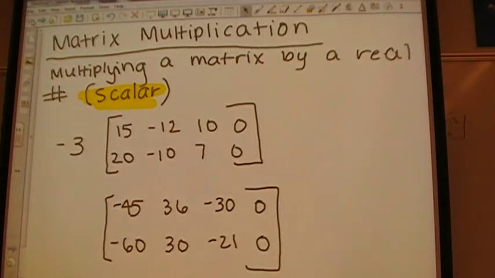So in the example below, you have -3 times a 2 by 4 matrix: 15, -12, 10, 0, 20, -10, 7, 0. All you do is multiply the scalar by each entry of the matrix, and you end up with this below: -45, 36, -30, 0, -60, 30, -21, 0.